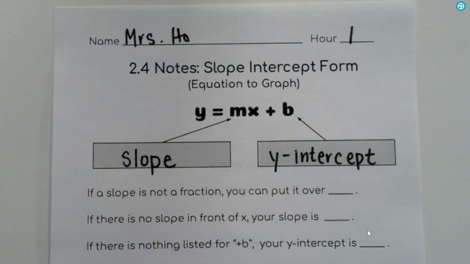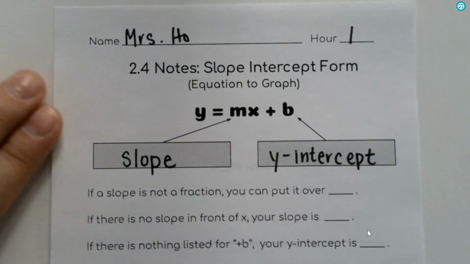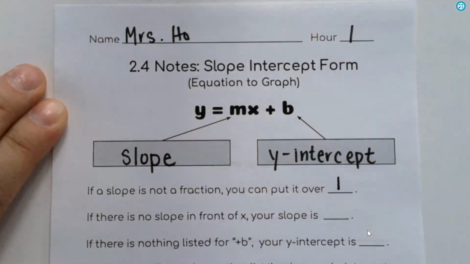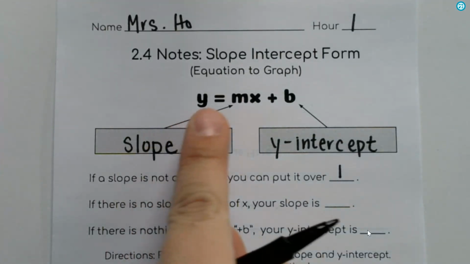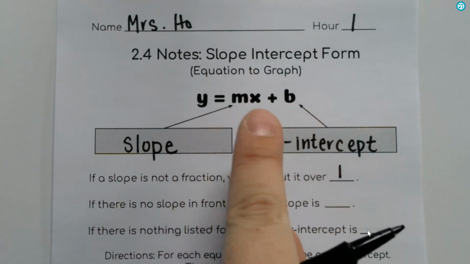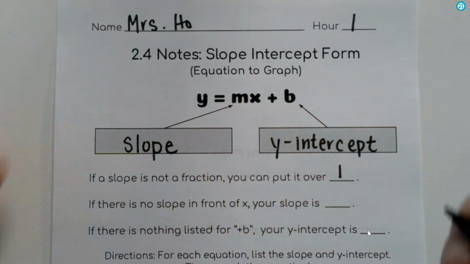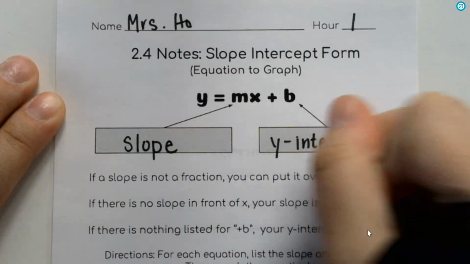A few hints. If a slope is not a fraction, we are going to make it a fraction by putting it over 1. So like if it's just 2, we can make it 2 over 1. If there is no slope in front of your x, so let's just say it says y equals x plus 7, then there is an imaginary 1 there, so your slope is 1.